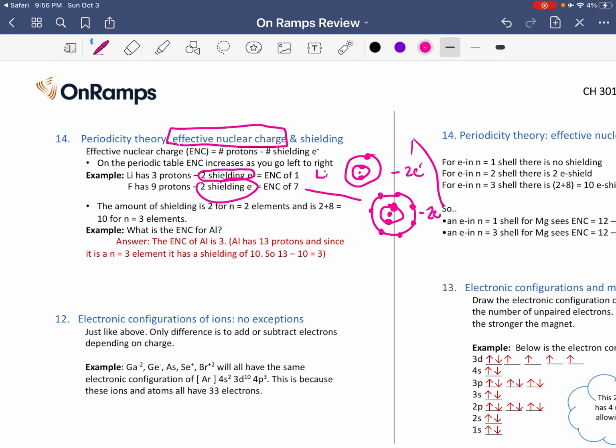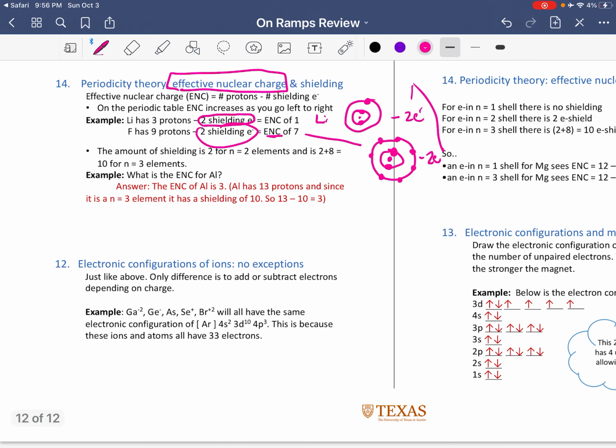Okay? And then we just take that number and subtract it from the total protons it has, and that'll give us our effective nuclear charge. Okay?